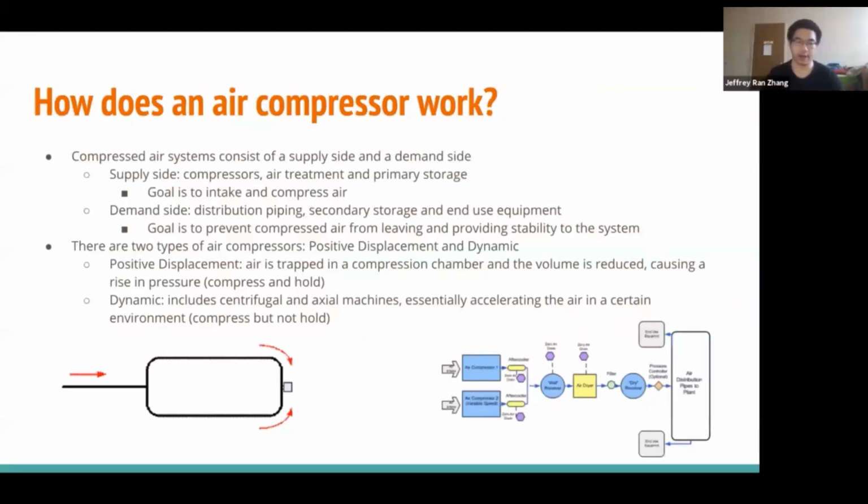So before we delve into how compressed air technologies work, let's first talk about how air compressors work. So basically, there's two parts of an air compressor. There's a supply side, which takes in the air, and the demand side, which tries to compress the air and make sure that it doesn't escape. There's basically two types of air compressors, which is positive displacement and dynamic. Positive displacement air compressors compress the air when the air is trapped inside of it. Basically, it just lowers the volume of the air and adds pressure. And the dynamic doesn't hold the air; it doesn't squeeze the air off. So it's sort of like a vacuum or any type of closure.